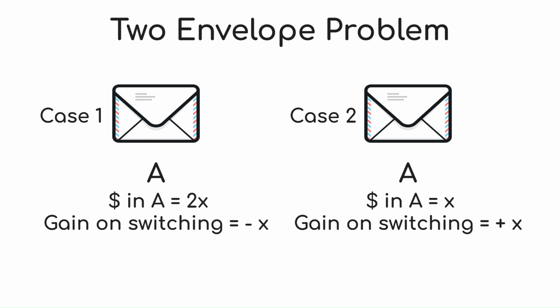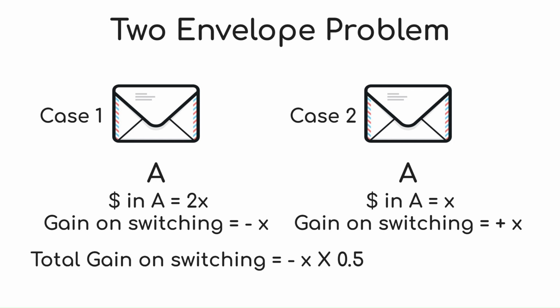Since each case happens 50% of the time, the total expected gain from switching is half the time negative x and half the time positive x, which gives us 0, which means switching doesn't actually give us any advantage. The two envelopes paradox tricks us by making us think the expectation calculation works the same way no matter what.